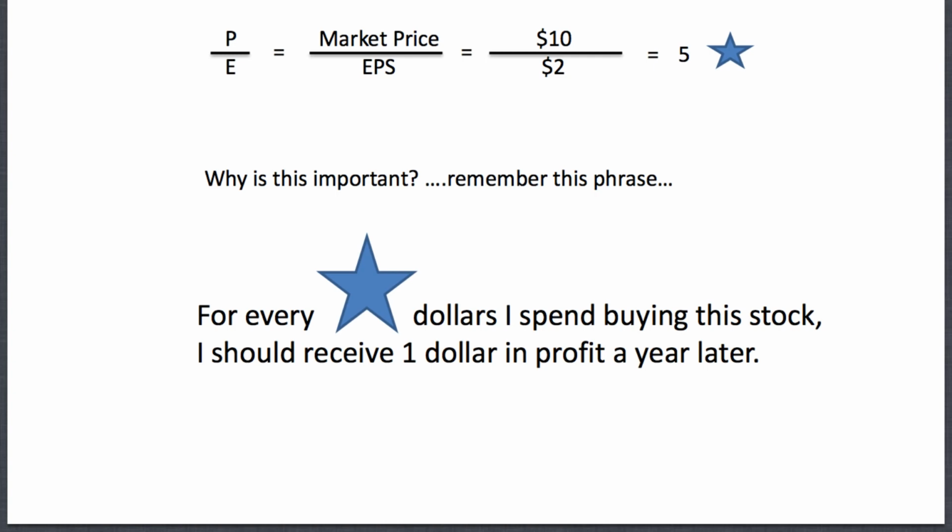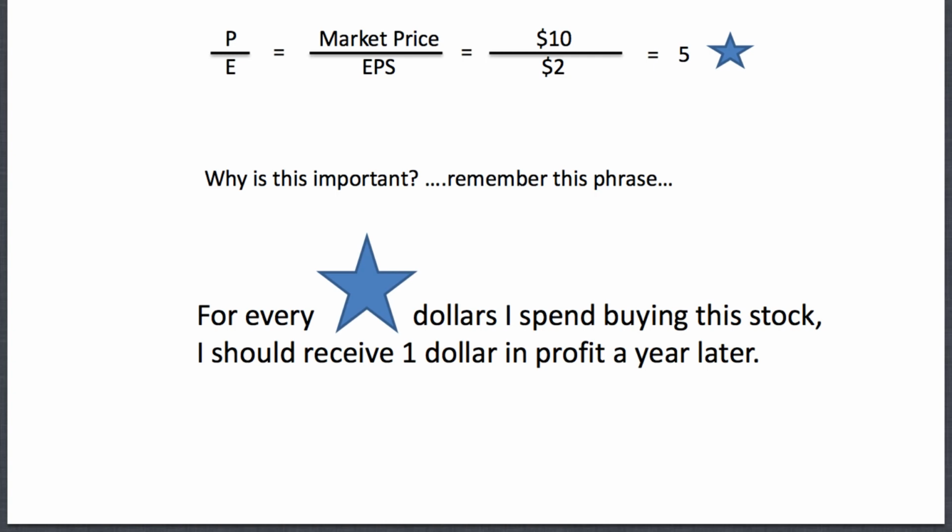So let's say that the PE ratio is 10 for a company. So you'd say for every $10 I spend buying this stock, I should receive $1 in profit a year later. So as you can see, the higher that the PE ratio is, the worse that sentence sounds. Because if I said for every $100 I spend buying the stock, I should receive $1 in profit a year later, that doesn't sound nearly as good as for every $5 I spend buying the stock, I should receive $1 in profit a year later.